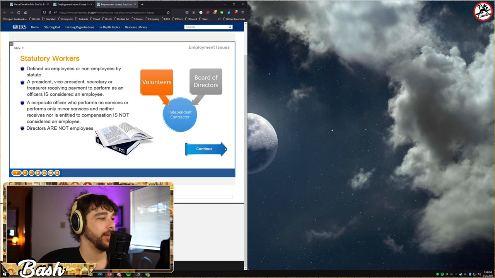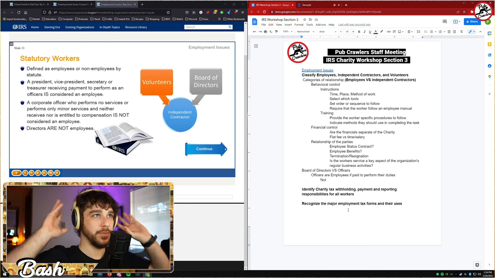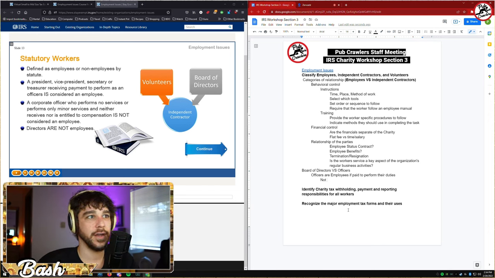Sweet. And where did my notes go? There we are. So we're basically just going through the employee definitions. What we've covered so far is employees versus independent contractors. Pretty straightforward on all that. Right now, we're going into board of directors and officers. And something that was kind of a surprise was the fact that directors are not employees, even if they're paid.